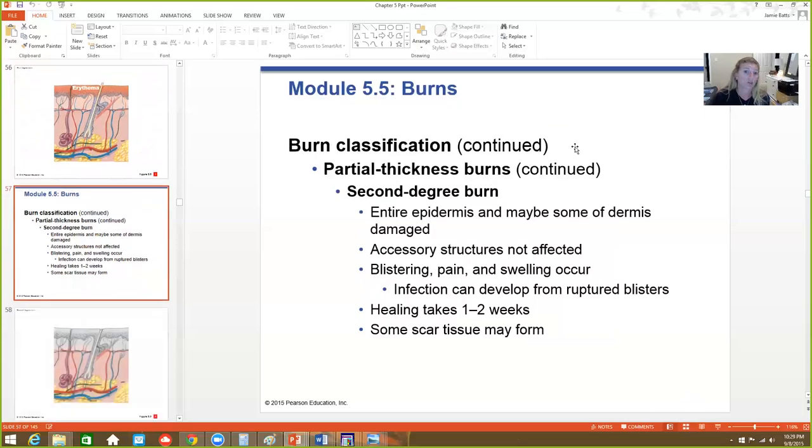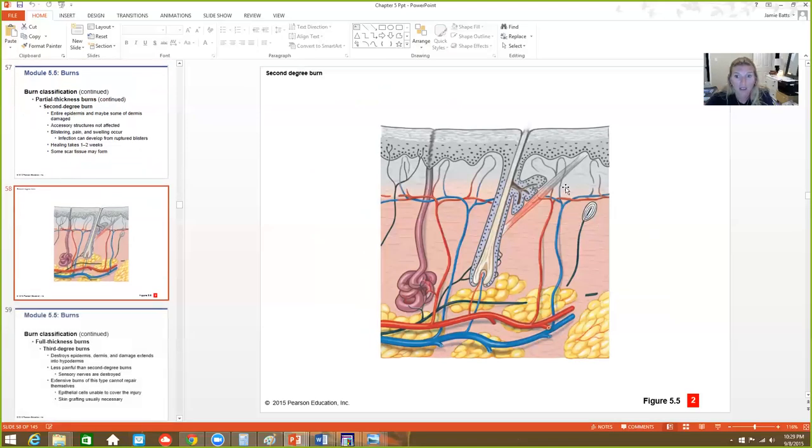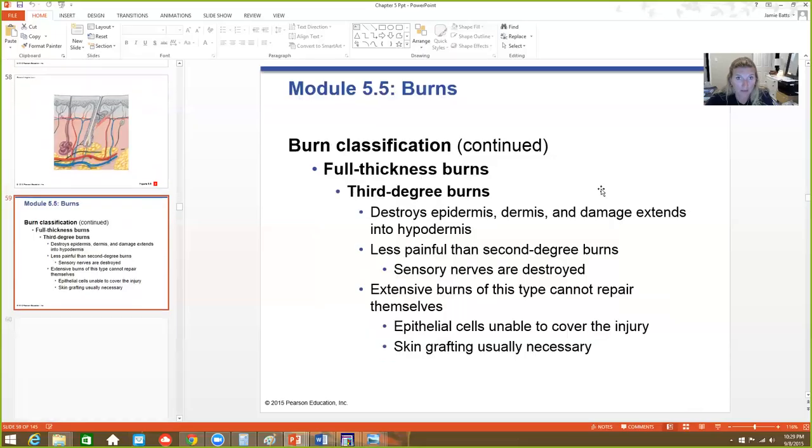A partial thickness burn or a second degree burn, this is where all of the epidermis and some of the dermis have been impacted. So the accessory structures aren't affected. You could have blistering, pain, and swelling with this. So this would be like a really bad sunburn, where you get some blisters, and healing can take up to 2 weeks with this. And sometimes you might even have scar tissue from it. Again, going into the upper levels of the dermis.